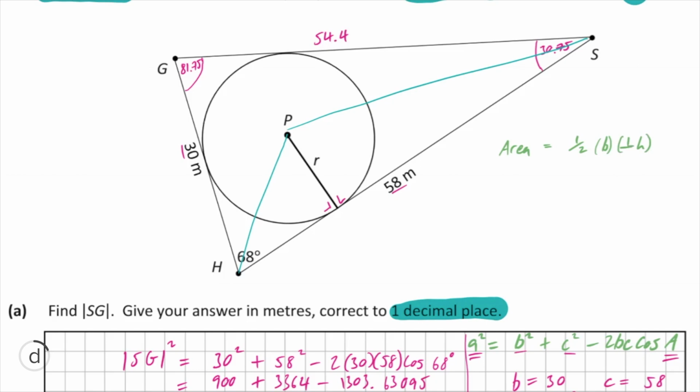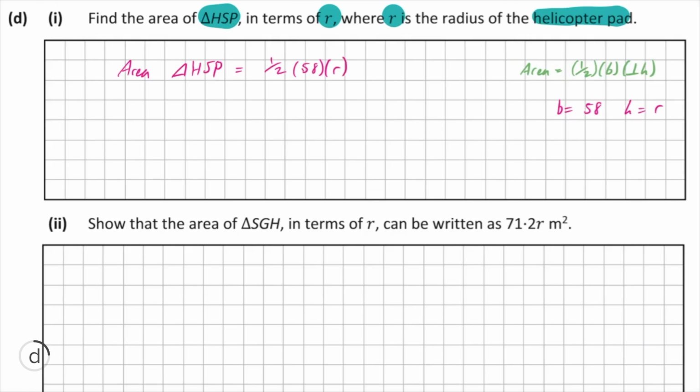And something you should know from junior cert is that you can find the area of any triangle using the formula half times the base times the perpendicular height. And in this case the base is going to be 58. So given that, we're just going to have to simplify that a little bit. And it's just going to be 29R. And that's once again in meters squared. And that's actually it for D part 1. A very short part, just based on that one key realization of how exactly to approach it. And for D part 1, you're going to get 5 marks.